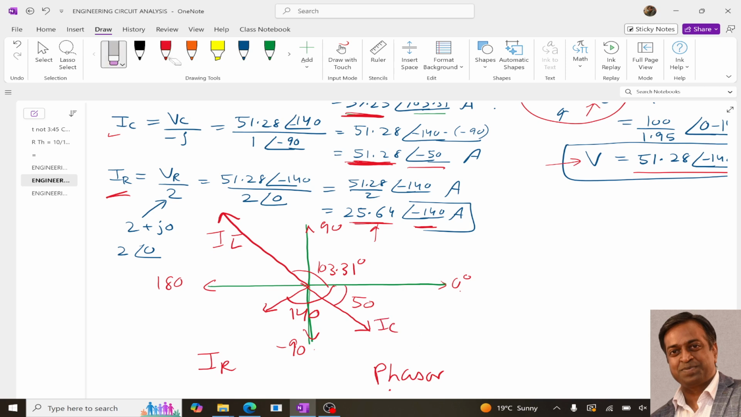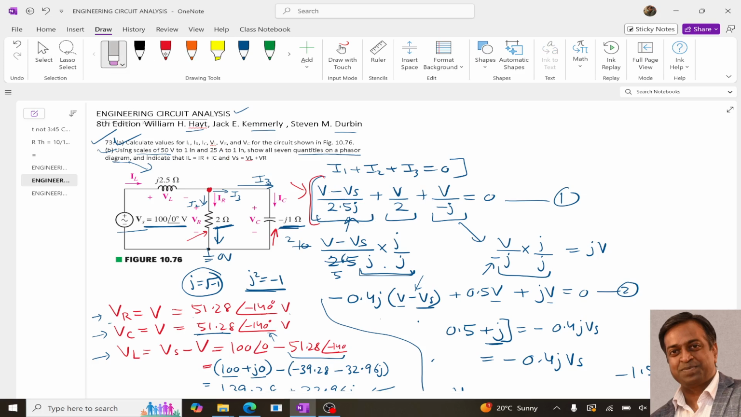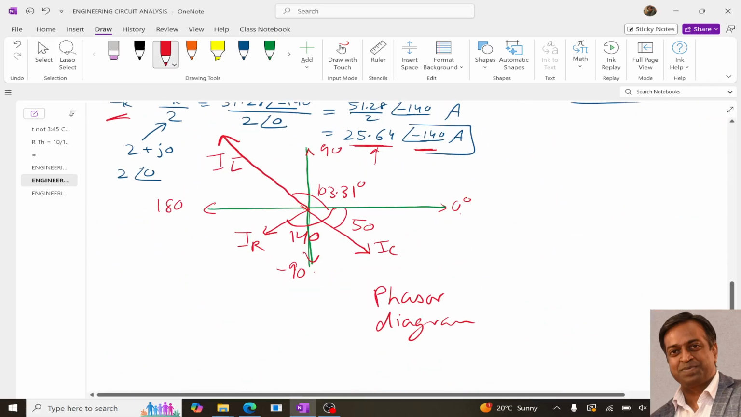Because we know in the vectors the length of the arrow indicates the magnitude, and the angle that it makes with the 0 degree axis is the angle that the vector is making, right? So over here you can see this is our IR, this is our IC, and this is our IL, right? So they are proper vectors, and vector algebra can be implemented over here. And this is what is mentioned over here, that IL is equal to IR plus IC, so it means that over here we have these two vectors.